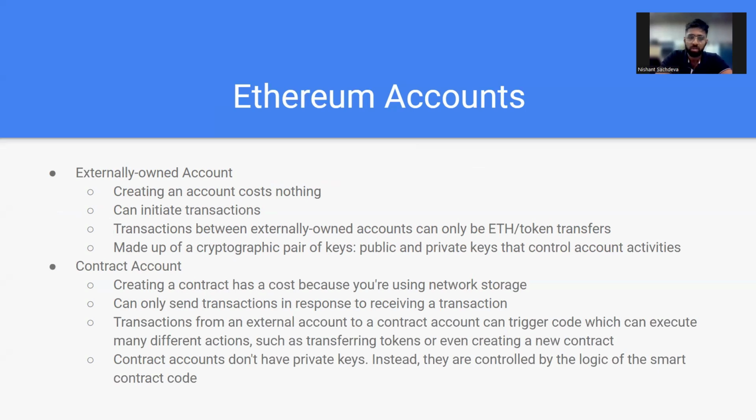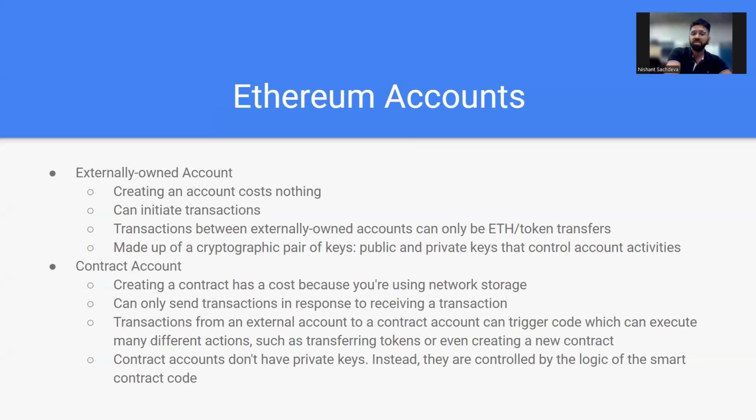A contract account has a certain cost associated with it, because you're creating the account and there's code that has to be stored on the network, and there's data that's stored with the network. So that has an initial cost itself. It can only send transactions in response to a trigger. Only when it receives a trigger will the contract start its execution and then affect the state of the blockchain.